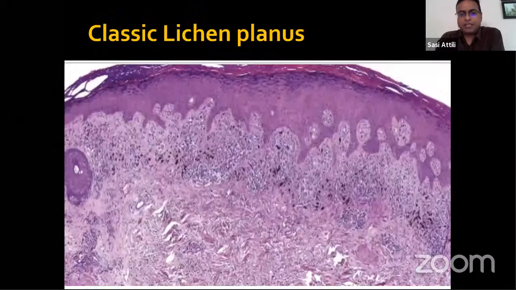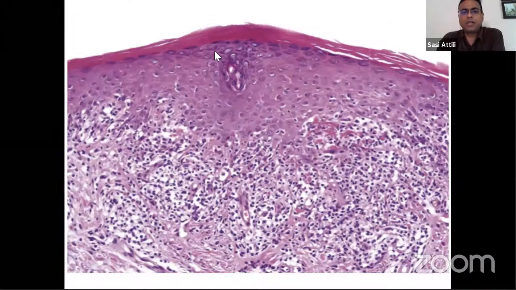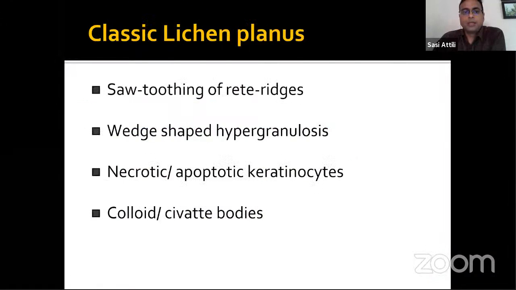And I probably should mention classical lichen planus at this juncture itself. Classical lichen planus is a case where you're seeing classical sawtoothing of the rete ridges and hypergranulosis. The so-called wedge-shaped hypergranulosis is due to the hypergranulosis being concentrated around the acrosyringia, the sweat glands and the follicular units. So that's what wedge-shaped hypergranulosis basically refers to. These are the features of classic lichen planus.